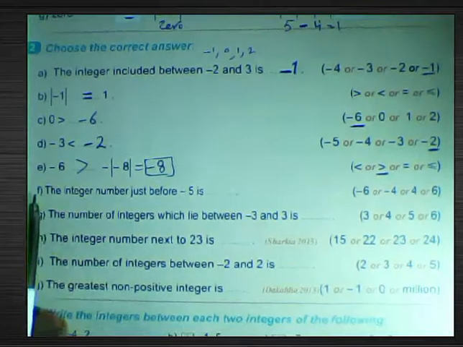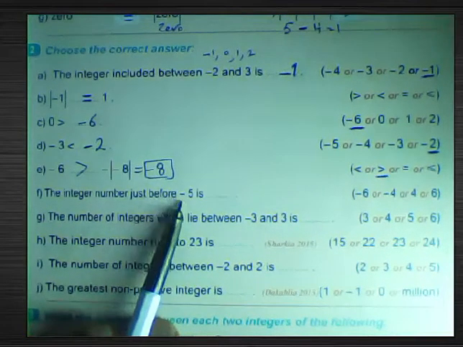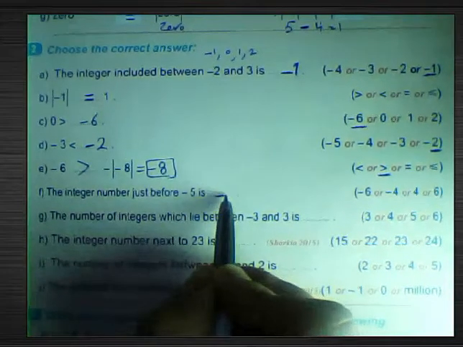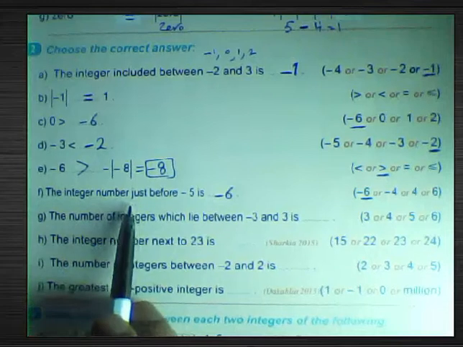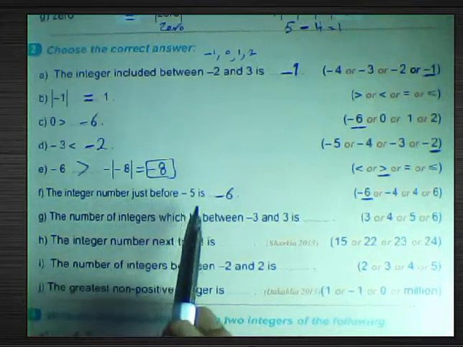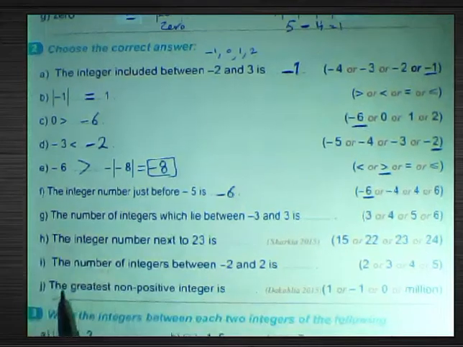Question F. The integer number just before negative 5 is negative 6. If you want to find the number just before negative 5, you must subtract 1 from negative 5.